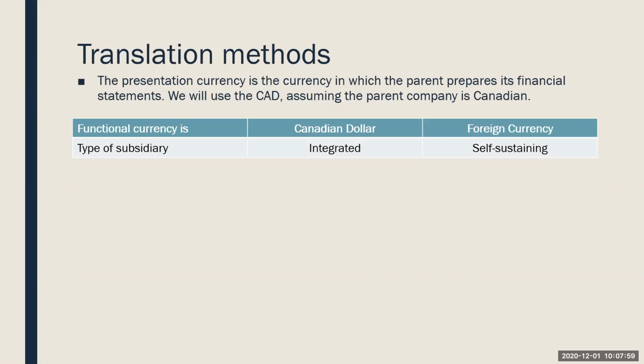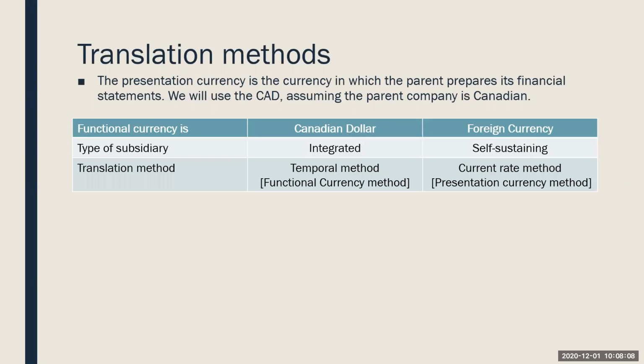If the Canadian dollar is the functional currency, i.e. we have an integrated foreign operation, then we use the temporal method, also known as the functional currency method to translate its financial information. If, on the other hand, the subsidiary is seen to be self-sustaining, then we use the current rate method, also called the presentation currency translation method.